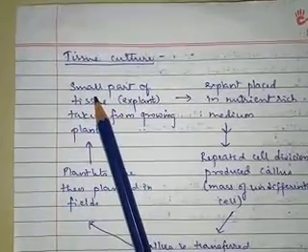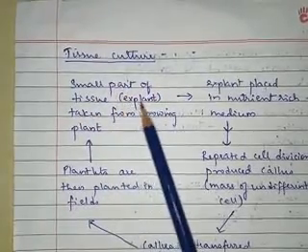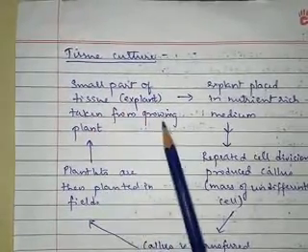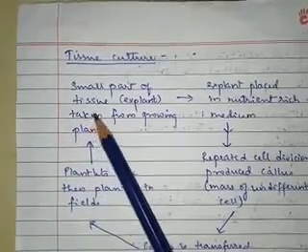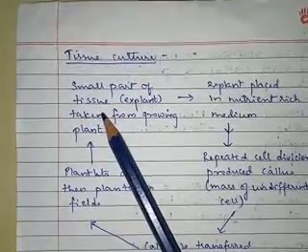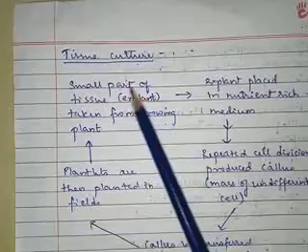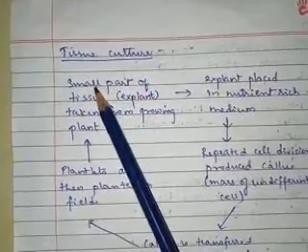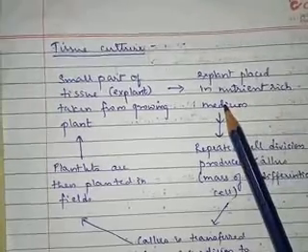The first thing is we take a part of the tissue, which is called an explant, from the growing plant, that is the mother plant. You take a leaf part or a small piece of shoot or a small piece of root. That small piece is called an explant. So you take that part, then you place the explant into a nutrient rich medium.